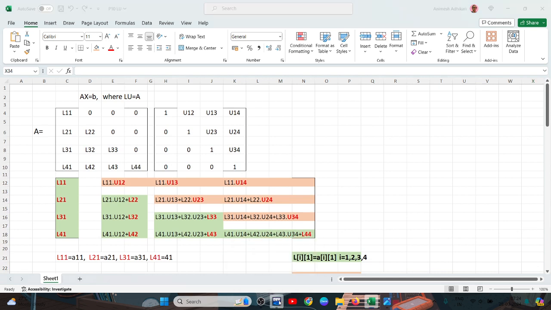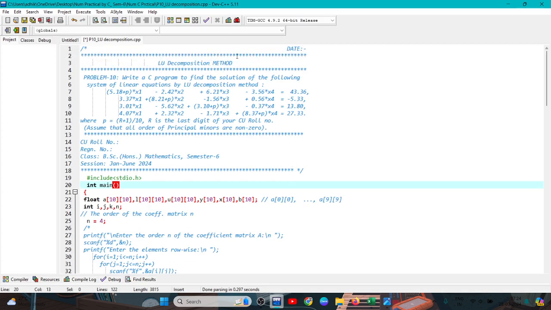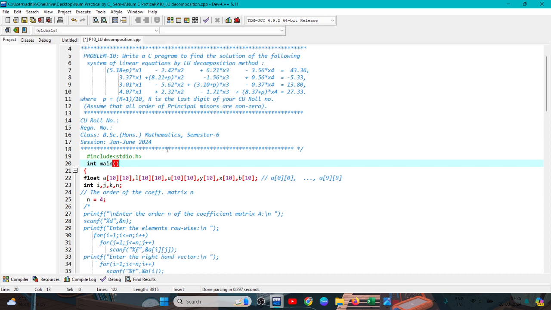Now come to this programming. This is the LU decomposition method. This is the problem 10. Write a C program to find the solution of the following system of linear equations by LU decomposition method. This is the system of equations. Here p equal to r plus 1 by 10, and this.